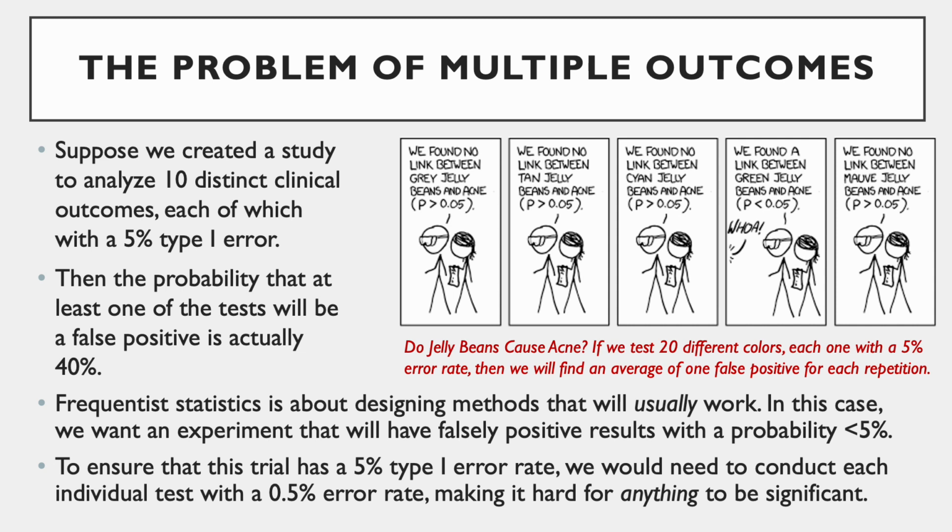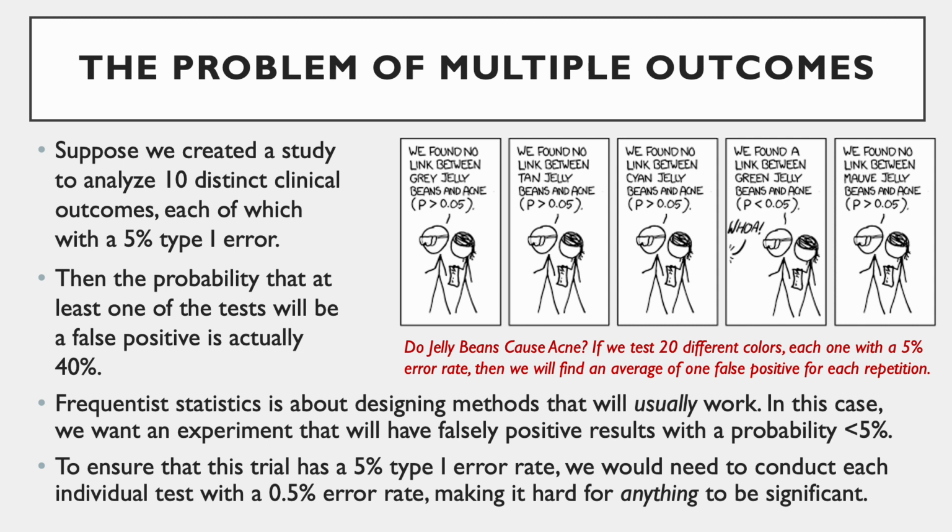So now that we have this perspective of clinical trials as being designed to measure something within a pre-specified probability of error, we can think about a few specific examples to see how that comes together. Let's first think about a study that wants to look at 10 distinct clinical outcomes, where each one has its own statistical test with a 5% type 1 error rate. Then the probability that at least one of those tests will have a false positive is actually 40%.